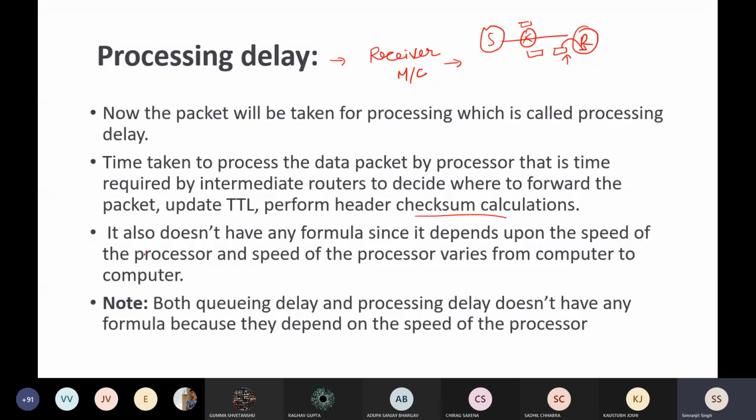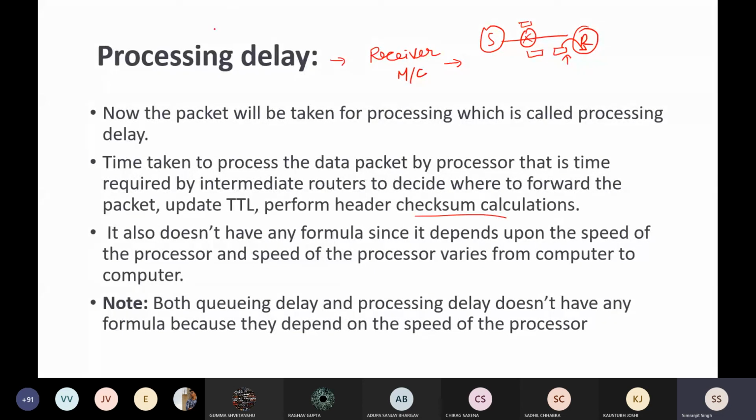So that is also processing time that will be required on the way. Again there is no formula for this particular delay. If you are using a router or a very high spec PC, it will depend upon the specification of the device that you are using to transfer. It does not have a formula, since it depends upon the speed of the processor, and the speed of the processors varies from computer to computer.